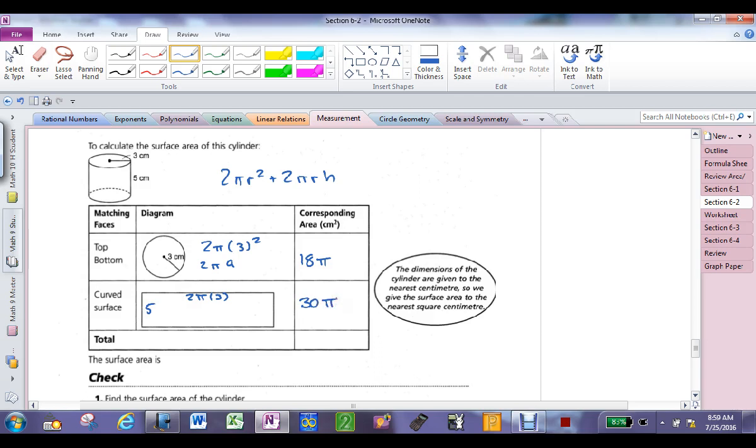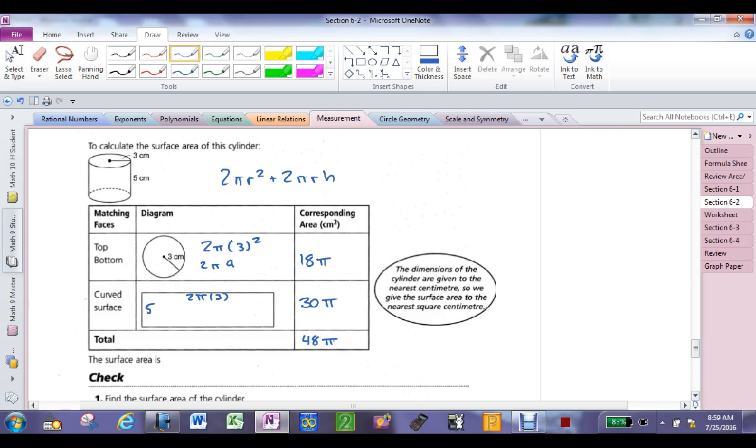And then what do I do at the end? Add them up. I got 18 pi's there, I got 30 pi's there. How many pi's is that? 48. 48 pi. And that's your grade 10, 11, 12 answer. Got it? It's not your grade 9 answer.